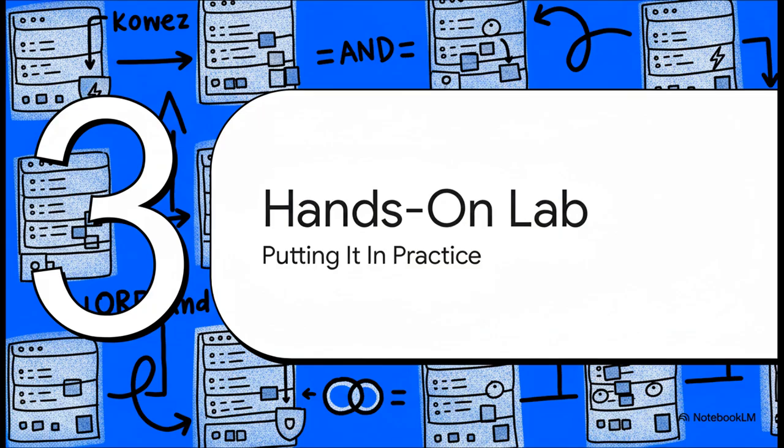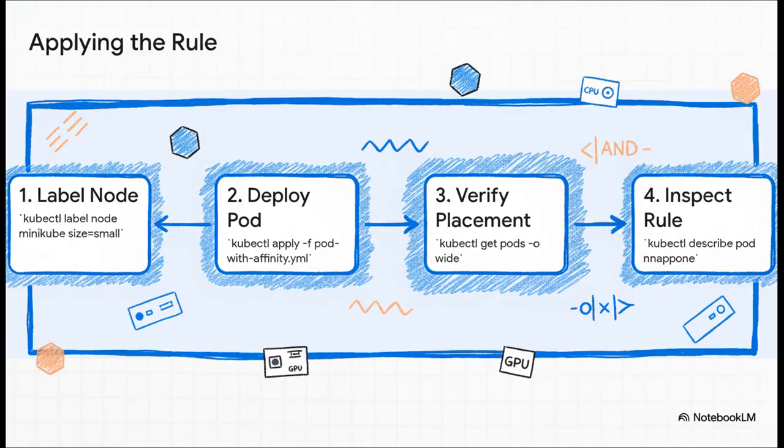So let's walk through a quick hands-on example of what this looks like in a real cluster. And the workflow here, it's actually super simple. First, you'll label a node so it has the characteristic you're looking for. Here, we're just saying size equals small. Second, you apply your pod's YAML file, the one with the affinity rule inside.